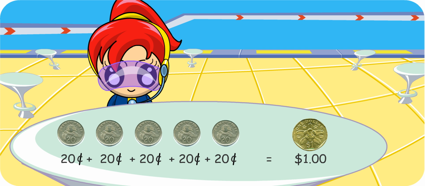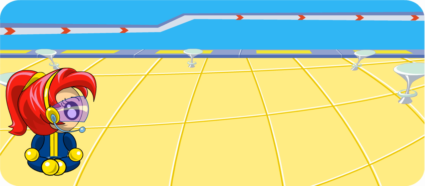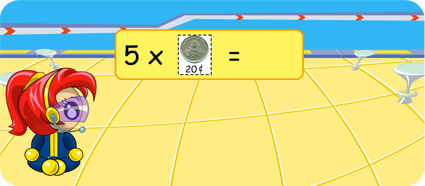But can't we do it in a simpler way? We can multiply them, can't we? Of course we can. We can simply take 5 times 20 cents to get $1.